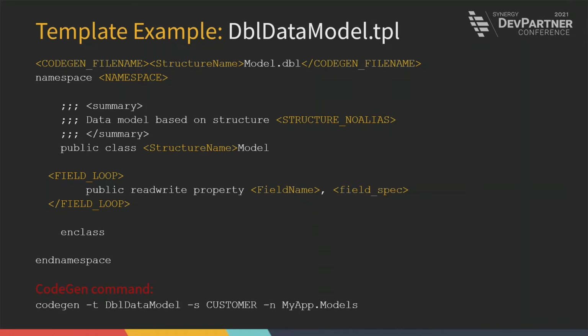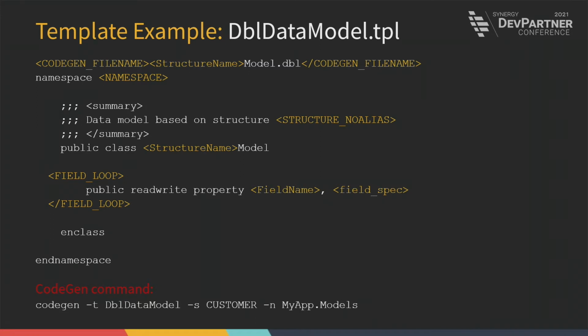So again, we've got our CodeGen file name determining what the name of the output will be. We're outputting a namespace using the namespace tag. With the namespace tag, you have to provide the namespace. So you'll notice on the command line I've got CodeGen template is this, structure is that, -n myapp.models right at the bottom there.